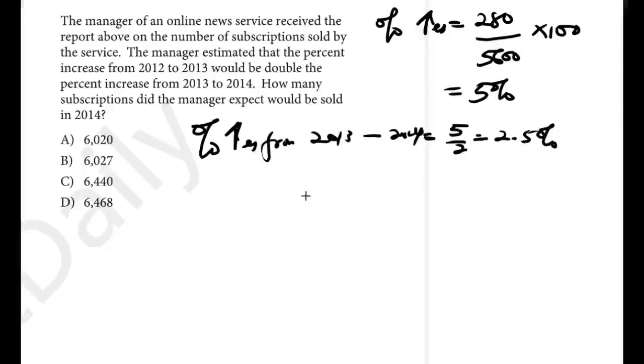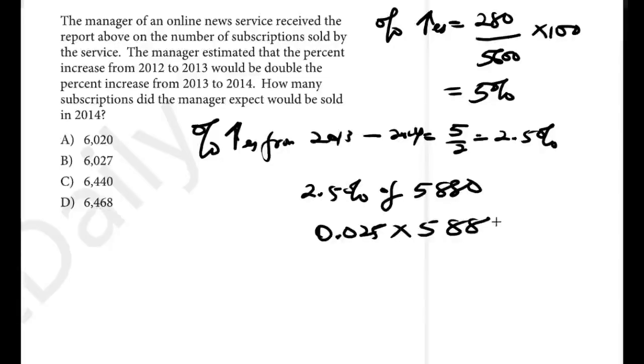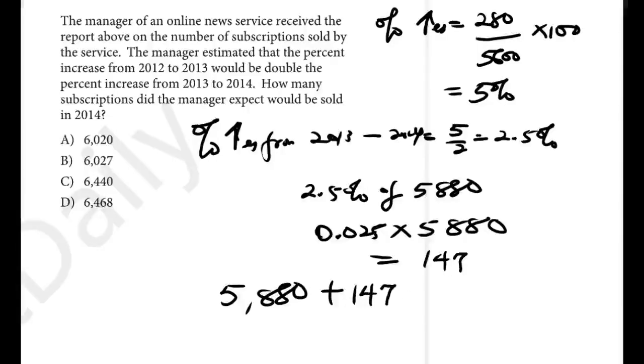So from there, how do we now get the expected subscription? That is going to be 2.5% of 5,880. That's the expected increase in subscriptions. 2.5 over 100 is 0.025, multiplying 5,880, that will be 147. So the total number of subscriptions expected will be 5,880, that was the last figure they had, plus 147, and that will give us 6,027. And so the answer here is option B.